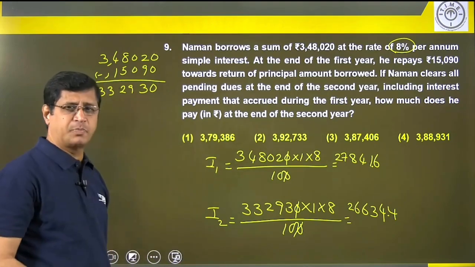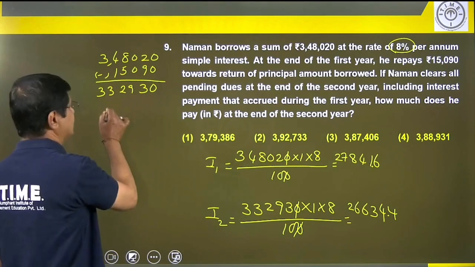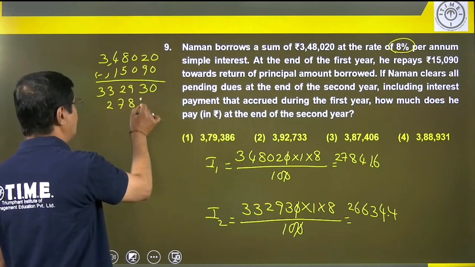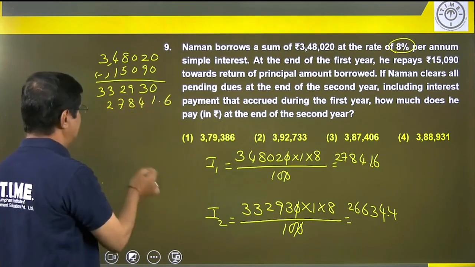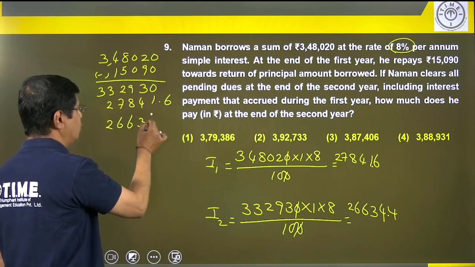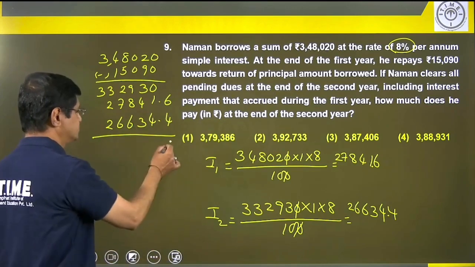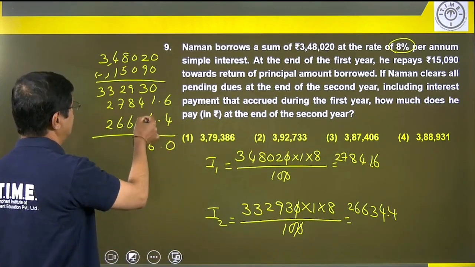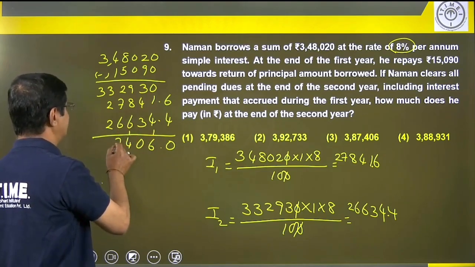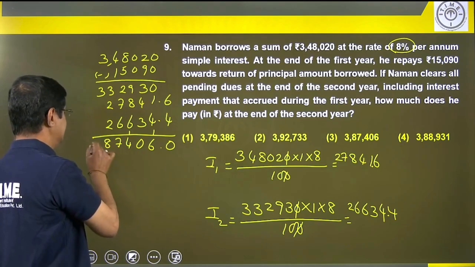Now what is the amount he has to pay at the end of the second year to clear all his dues? Means now 332930 plus first year interest. What is the first year interest? 27,841.6. And at the end of the second year, that is 26634.4. Now adding all these values, 6 plus 4, that is a 10, 1 carry forward, 6. Now 0, 1 carry forward, 24, 2. Now 2 means here 7. 1 carry forward means here it is a 8 and a 3.